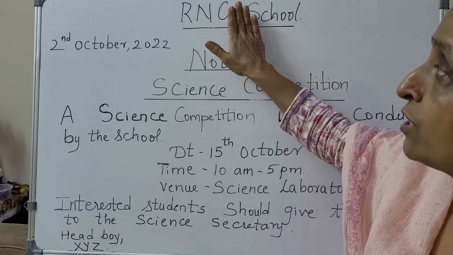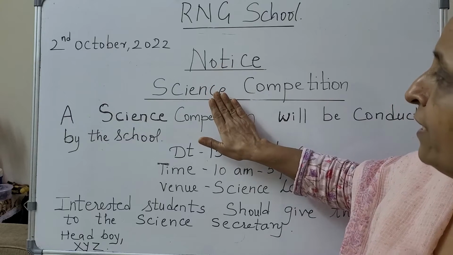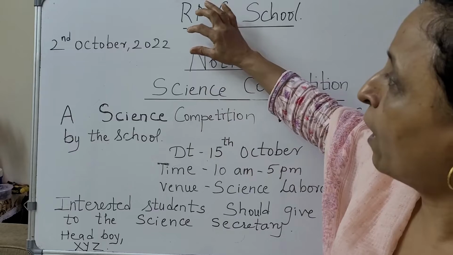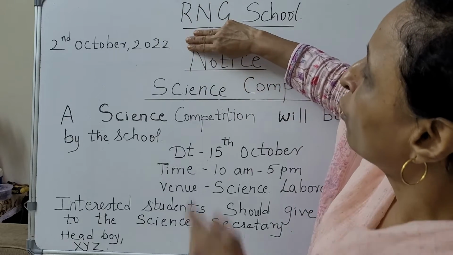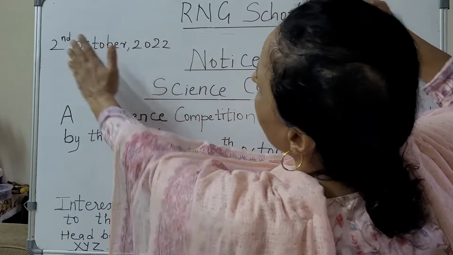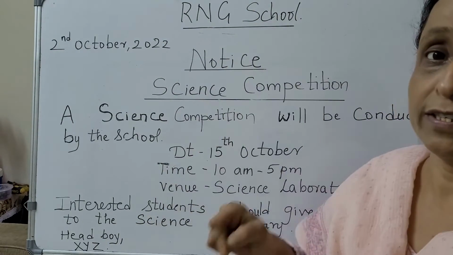So here you start with the organization, you write the notice and you write the science competition. Here it is science competition. Now the date has to be written. Here you have left 3 lines. So in this 3 lines, the middle line on the left hand side, you have to write the date on which you are writing the notice.